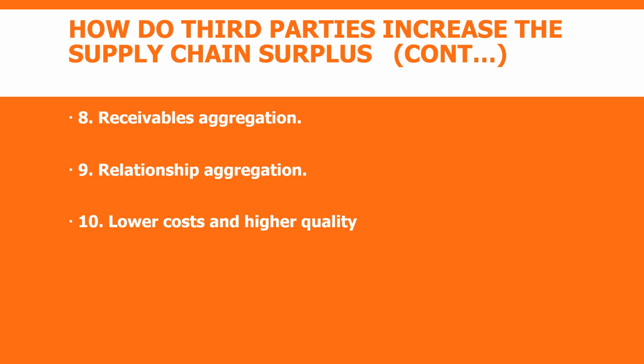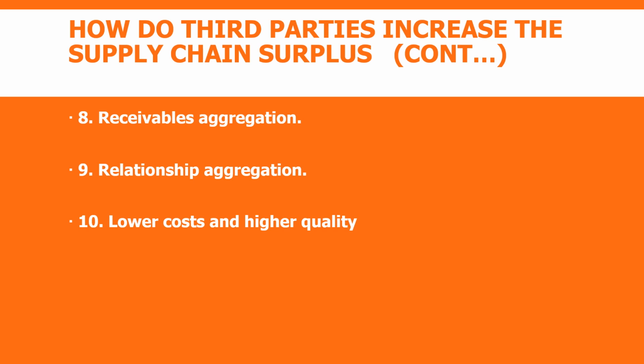Transportation aggregation by storage intermediaries. A third party that stores inventory can also increase the supply chain surplus by aggregating inbound and outbound transportation. On the inbound side, they are able to aggregate shipments from several manufacturers onto a single truck. This results in a lower transportation cost than could be achieved by each manufacturer independently. On the outbound side, they aggregate packages for customers at a common destination, resulting in a significantly lower transportation cost than can be achieved by each customer separately.